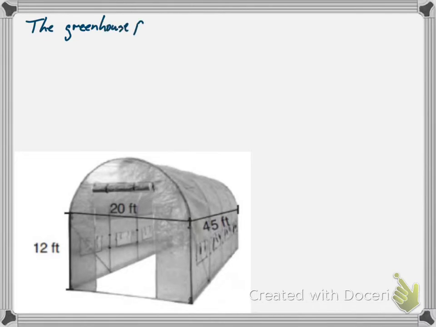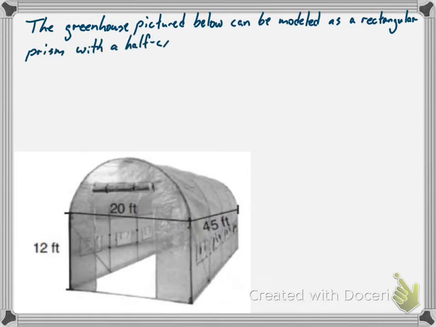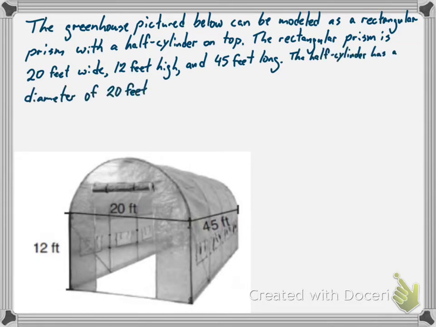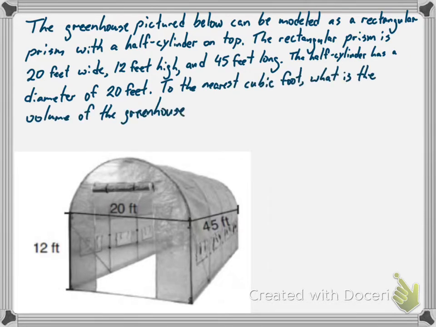So let's take a look at this problem. The greenhouse pictured below can be modeled as a rectangular prism with a half cylinder on top. The rectangular prism is 20 feet wide, 12 feet high, and 45 feet long. The half cylinder has a diameter of 20 feet. To the nearest cubic foot, what is the volume of the greenhouse?